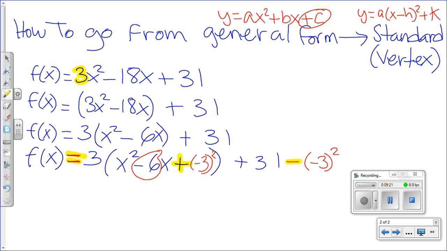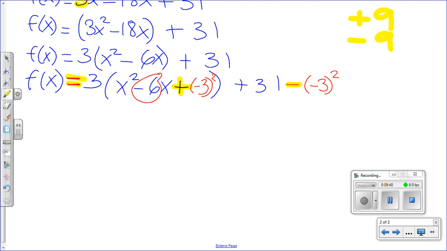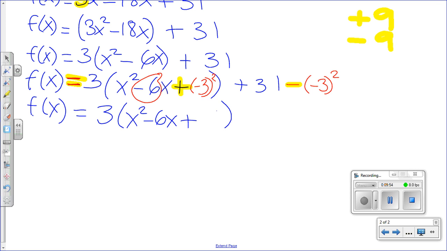We simply need to add it and subtract it. Because if we add 9 and we subtract 9, how much are we adding in total? What is 9 plus 9 minus 9? 0. So we're adding 0. So we're not really changing the equation or the function. We're just changing the writing a little bit. So going back here, let me simplify it. So negative 3 squared is positive 9.